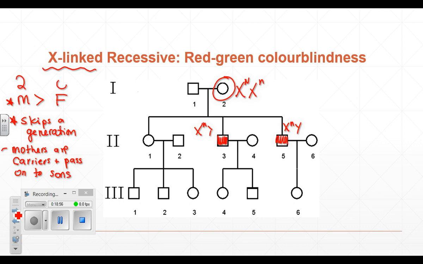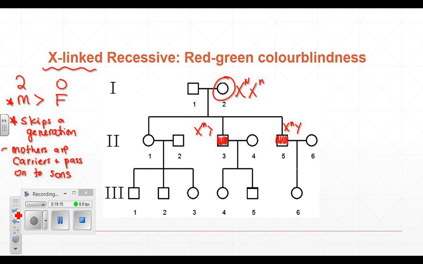I have 2 males and 0 females. Even though 2 is not that much bigger than 0, there are none that are affected. That's pretty good evidence that it might be an X-linked trait if no females have it and only males do, even though the numbers are still small.